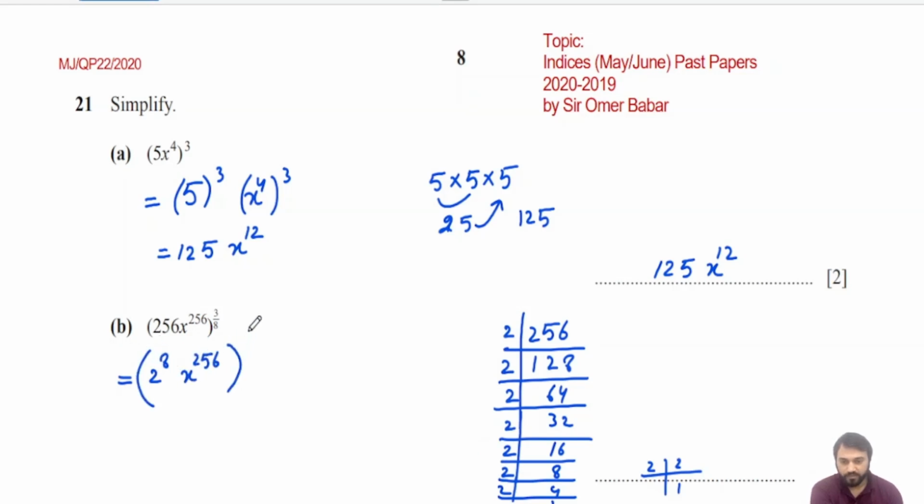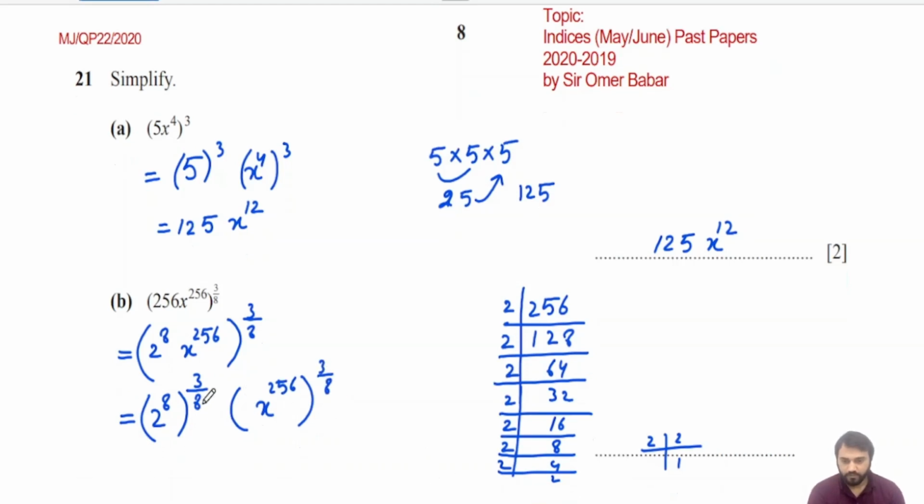Whole power is 3 over 8. The next step is we have to take power of every term inside the bracket, that is 2 raised to power 8 whole power 3 over 8, and x raised to power 256 whole power 3 over 8. So we can cancel them, and we have here 2 raised to power 3 and 8 one time, 8 3 times 24, 1 carry, 8 2 times 16. So 3 into 2, 6, and 3 into 3, 9.